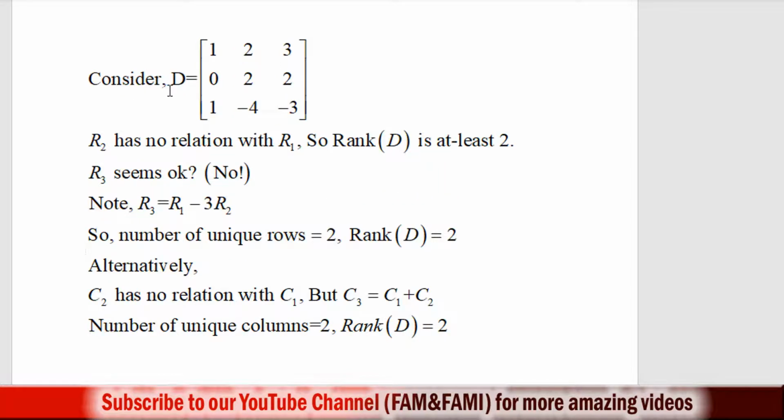Let's consider another matrix D of order 3 by 3. So it has 3 rows and 3 columns. Let's check the number of unique rows in this matrix D. We can see that the elements in row number 2 cannot be obtained from the elements in row number 1. So we write it as row 2 has no relation with row 1. So rank of this matrix D is at least 2 because there are 2 unique rows.